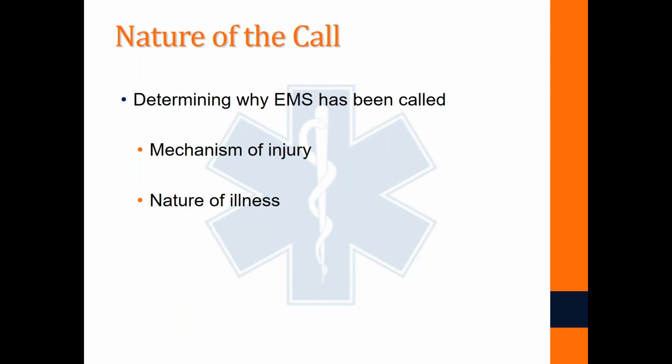So, mechanism of injury. Mechanism of injury, simply put, is how did this person become hurt? Nature of the illness is a bit more difficult sometimes, because people don't always know what they're supposed to say to the dispatcher. People don't always know the answers to the questions that we're asking them. And last but not least, and the most confounding portion of it all, patients don't read the book, so they don't have any idea how they're supposed to present to us.